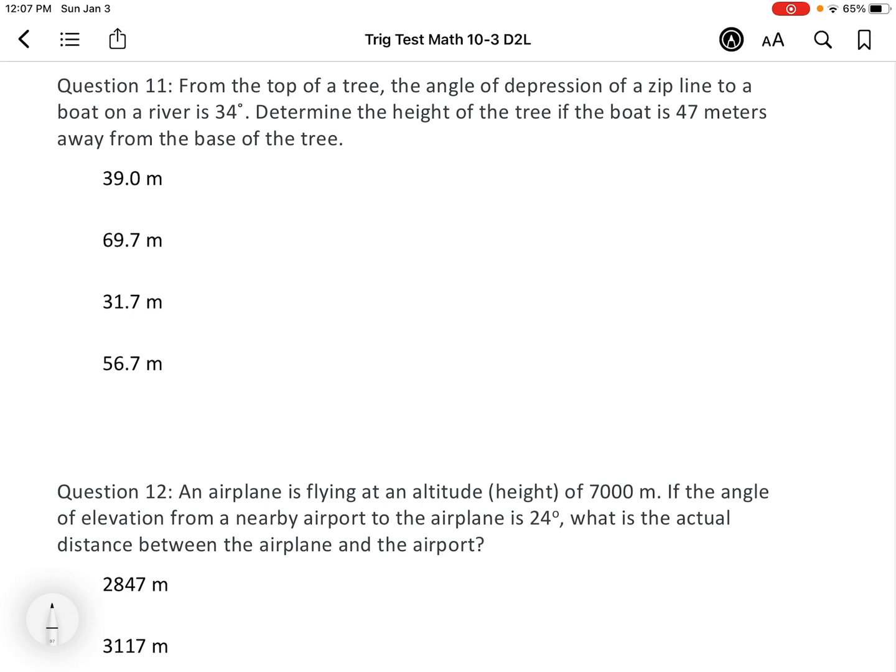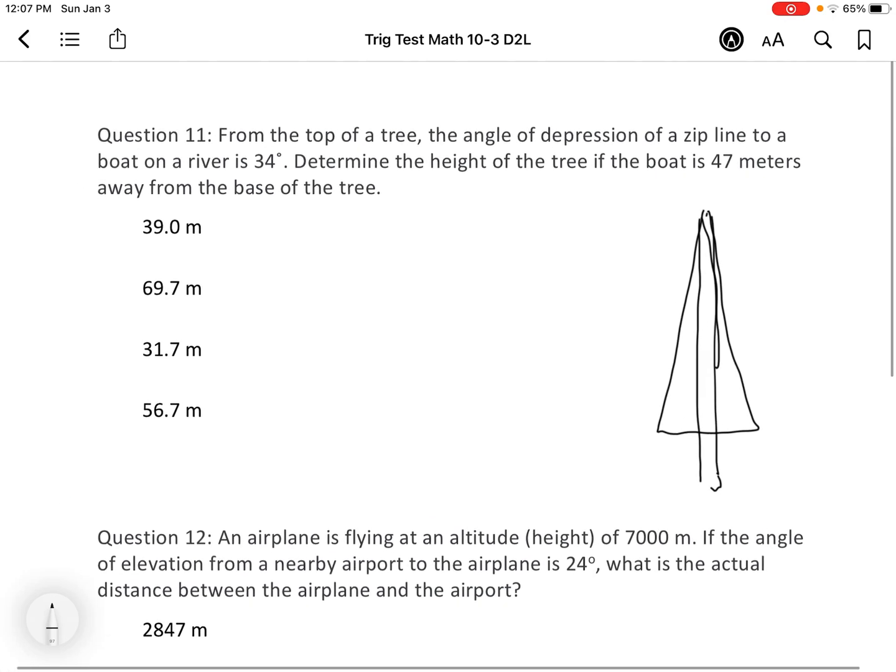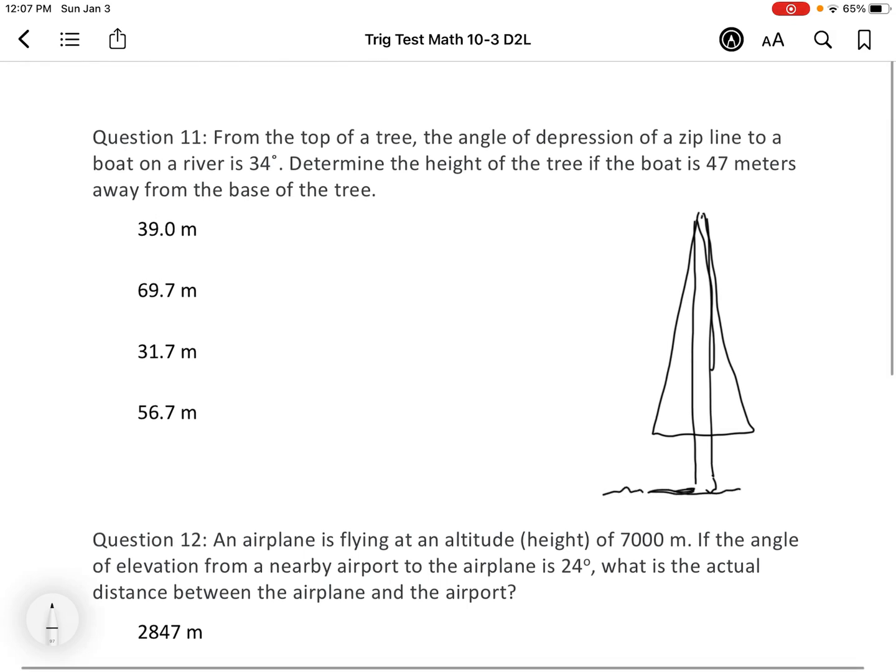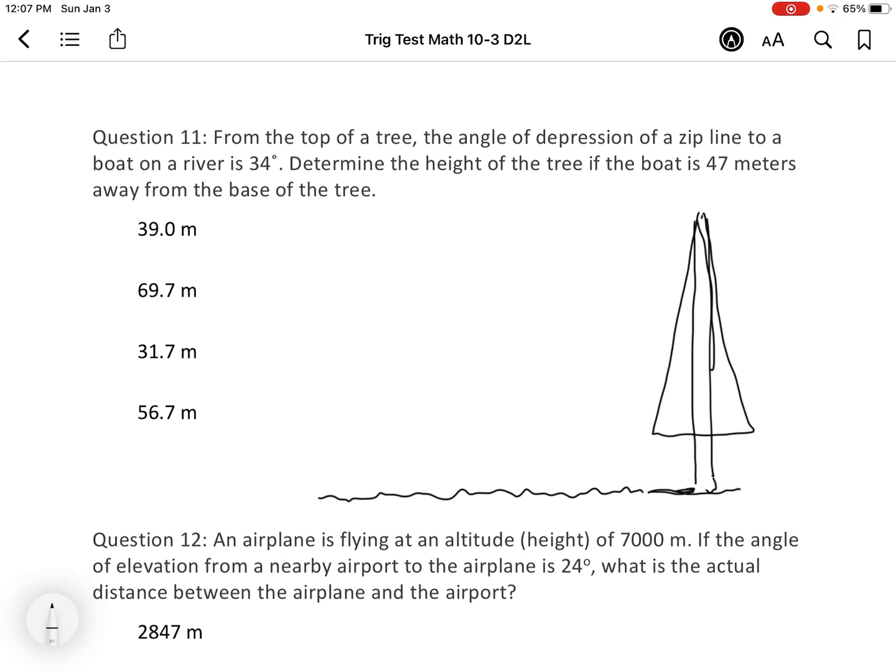So from the top of a tree, so here's a tree. You can see how bad I am at drawing. Here's the tree trunk. Here's the tree. Okay, the angle of depression to a boat on a river. So maybe here's the tree on the ground, and then here's the river, and here's a boat. Okay, is 34 degrees. So here's the zip line. The zip line is maybe going down to the boat.